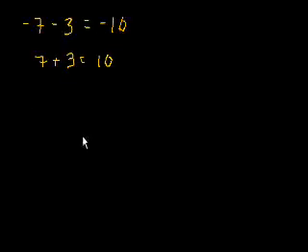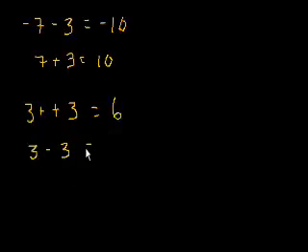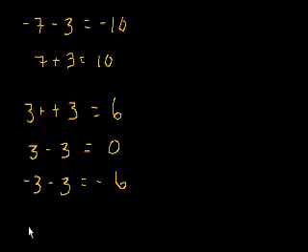I know I'm probably confusing you, but practice is what's going to really help us. So let's say 3 minus negative 3. Well, these negatives cancel out, so that just equals 6. What's 3 minus 3? Well, that's easy. That's just 0. What's minus 3 minus 3? Well, now we're going to get 3 less than minus 3. Well, that's minus 6.